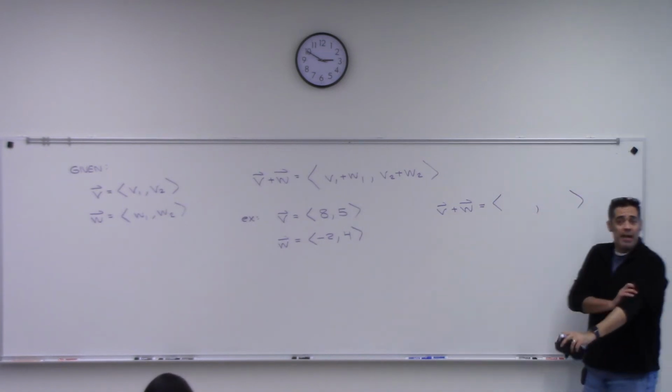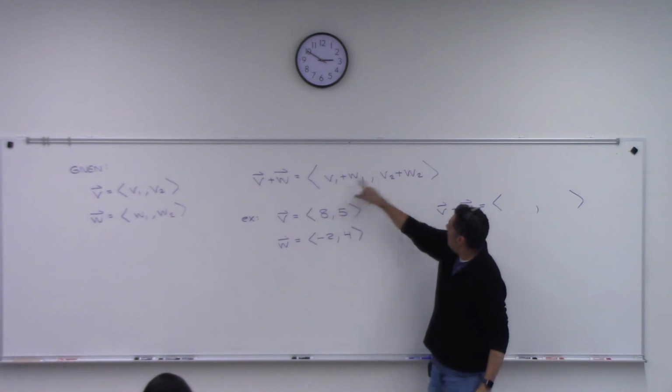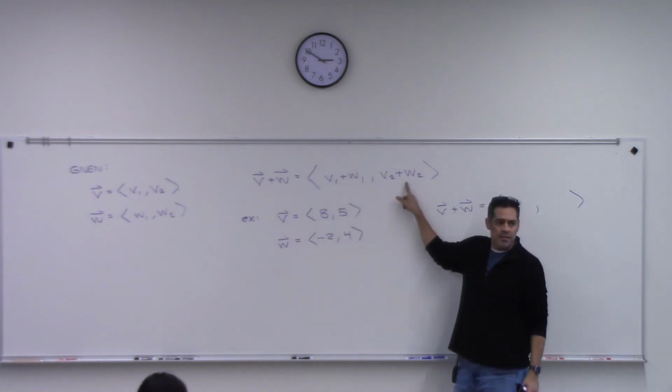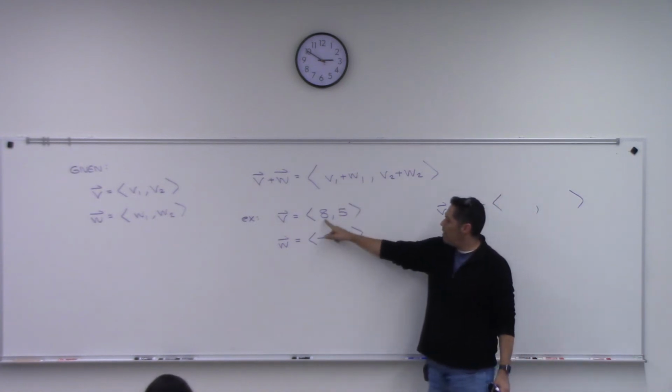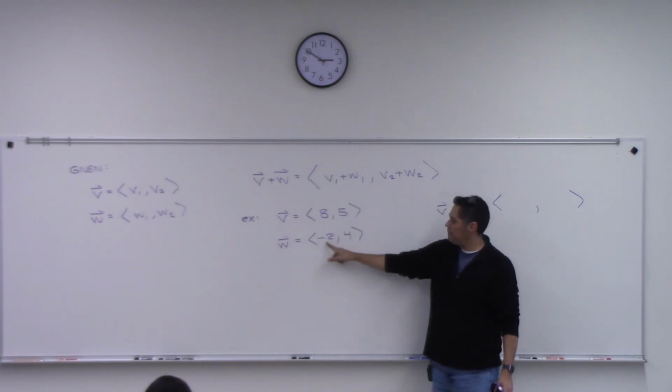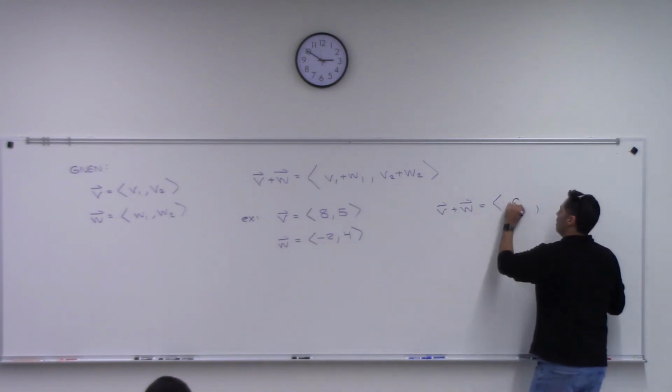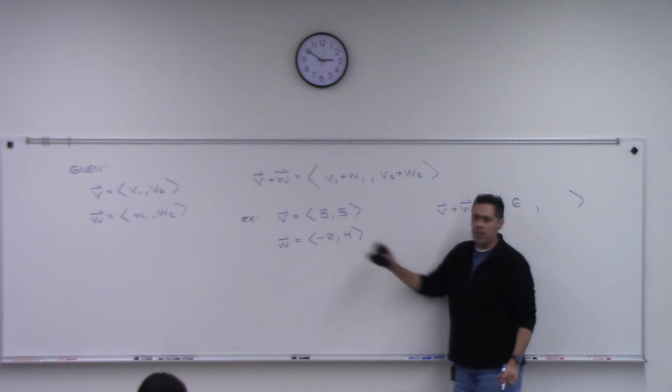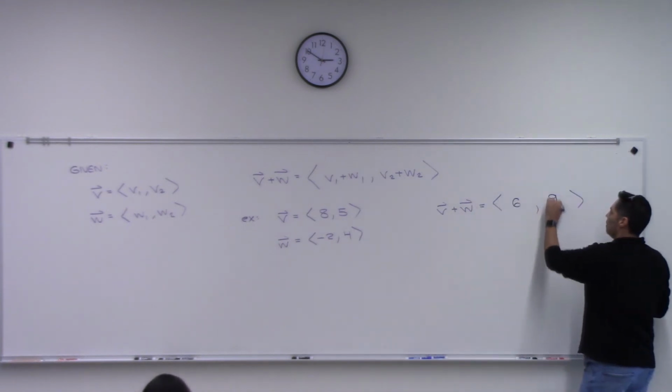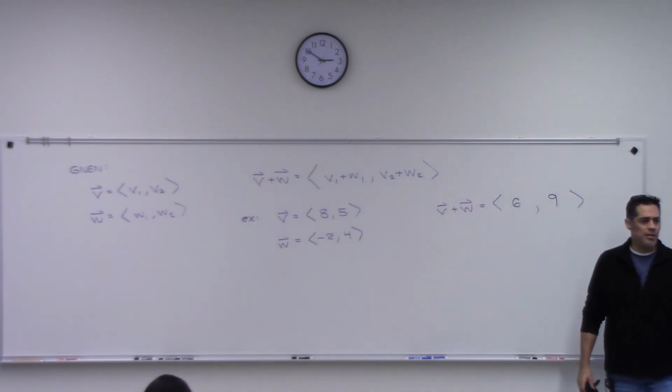So when you add two vectors, what do you do? You add their components, right? Just add up their components. So 8, add negative 2, what do you get? 6. And then take 5 and add 4, you get 9. That's the vector addition.